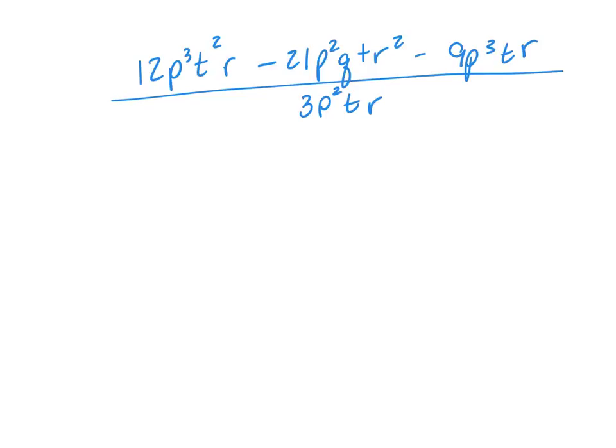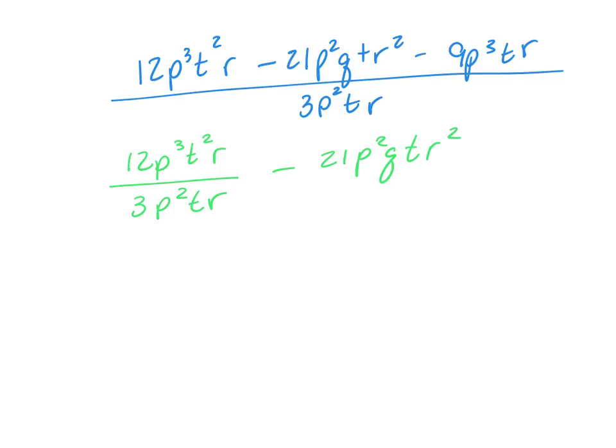Got it? So what you do first is you put each piece of the top over that monomial. So you got 21p squared q t r squared over 3p squared tr minus 9p cubed tr over 3p squared tr. You see I gave everybody the same thing? I thought that was plus r. All right, so the first thing we're going to do is look at each fraction individually.